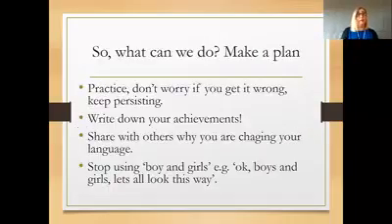So here's a couple of little points for you to consider. First, practice. Don't worry if you get it wrong, keep persisting. You can think about, rather than saying, oh, she's got a nice dress on today, you can say, they have a nice dress on today. The she, her pronouns and the he, him pronouns define us by our gender, whereas if we use they and them, it leaves it open a little bit.